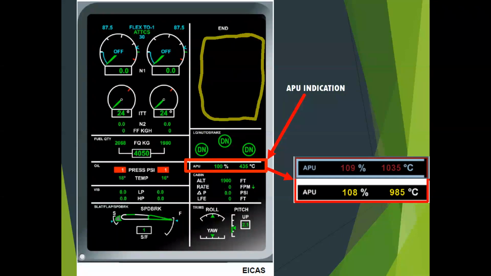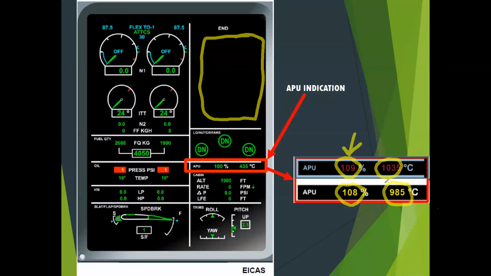This box over here to the right shows a couple different types of indication you may get. So you can see if the APU gets up to 108% RPM, it's starting to get near an overspeed condition. It goes from a green to a yellow indication, as well as if you get a high temperature. Here, if it hits 985 degrees or higher, it'll turn yellow for the temperature because that's getting too hot. And then if you get to the critical speed or critical temperature, 109% or higher for the RPM, or 1035 degrees Celsius or higher, those indications will turn red.